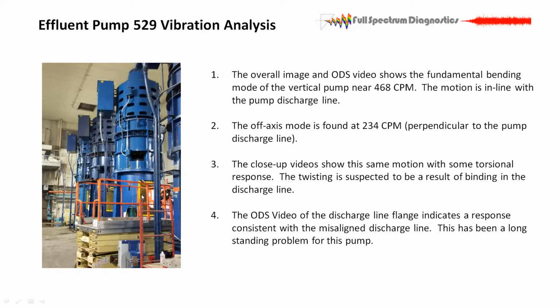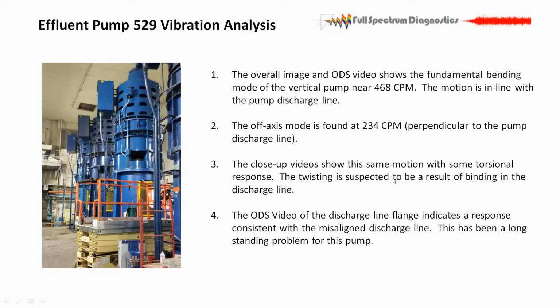In most vertical pump applications, you're going to have a stiff axis and a softer axis. The softer axis is perpendicular to the discharge line, and in line with the discharge line is the stiffer response. So we'll have natural frequencies, and it turns out that one of them is very close to 468. The other one's close to 234, the off-axis response.